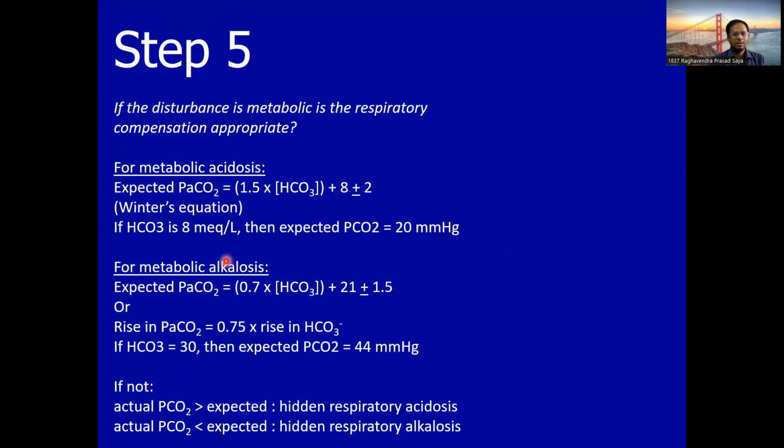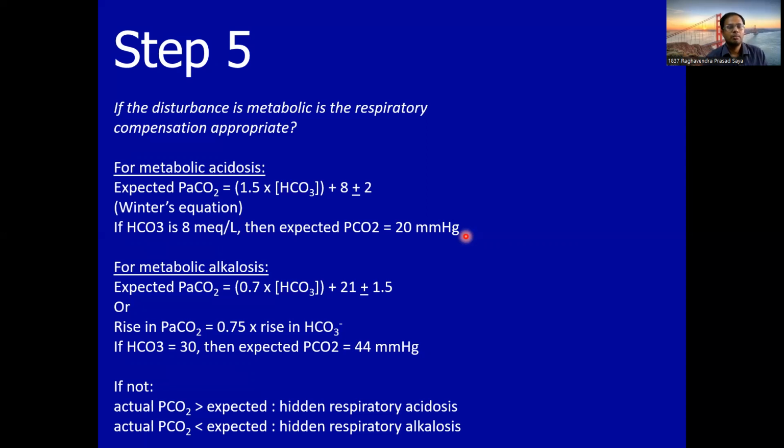For example, in a patient who is having diabetic ketoacidosis, if the bicarbonate is 8 milliequivalents per liter, then the expected PCO2, that means if so much acidosis is there, the patient will be hyperventilating. With that hyperventilation, there will be a drop in PCO2. So the expected PCO2 will be 1.5 times bicarbonate, that is 1.5 into 8, which is 12, plus 8 is equal to 20 millimeter mercury. PCO2 is equal to 20 millimeter mercury plus or minus 2. That is in case of metabolic acidosis.